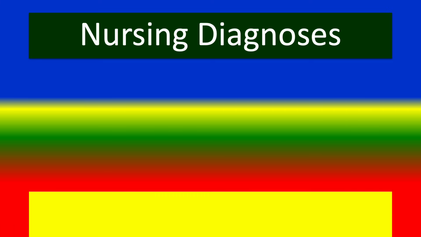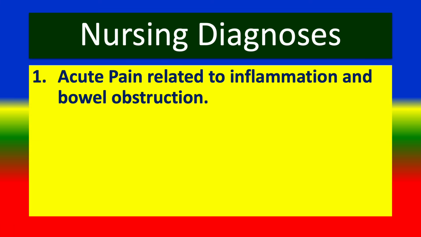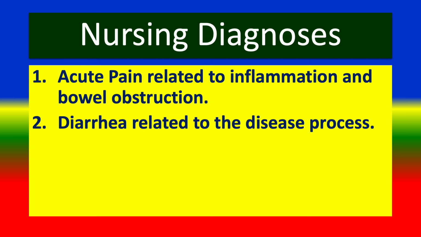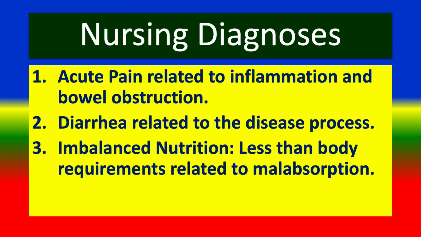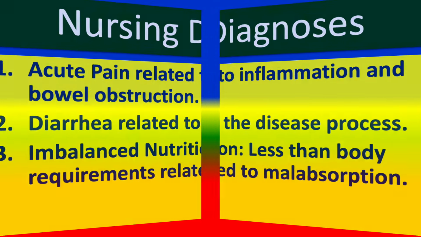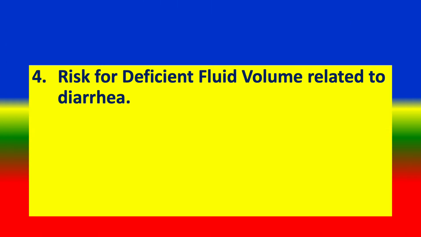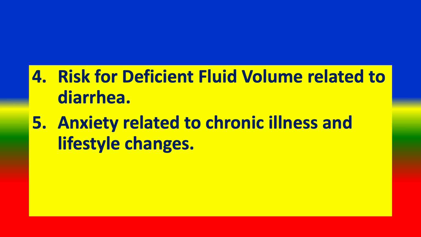Nursing diagnosis: 1. Acute pain related to inflammation and bowel obstruction, 2. Diarrhea related to the disease process, 3. Imbalanced nutrition, less than body requirements related to malabsorption, 4. Risk for deficient fluid volume related to diarrhea, 5. Anxiety related to chronic illness and lifestyle changes.